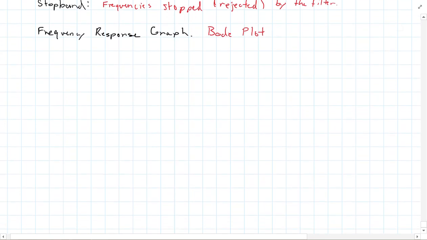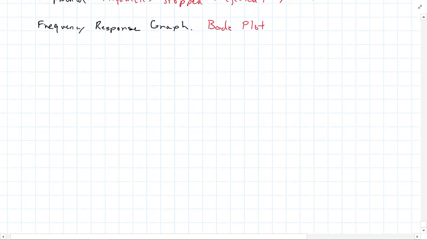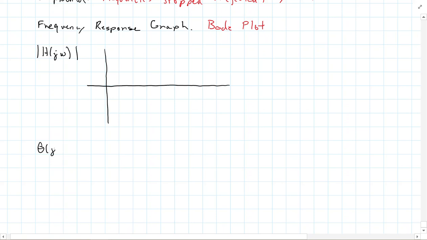And really, a Bode plot, some people think it's just one graph. Technically, I like to think of it as two graphs. And the two graphs that we will see here are the following. We'd have the magnitude of H at j omega, and then we have the phase angle of j omega.